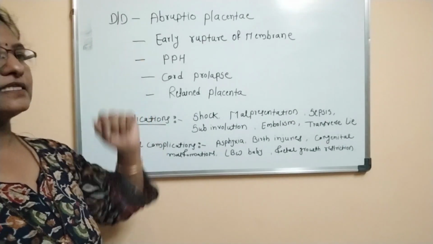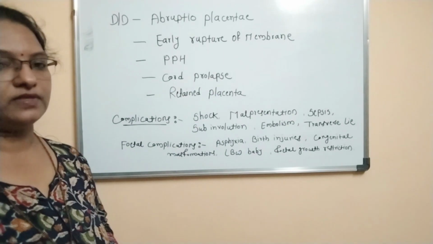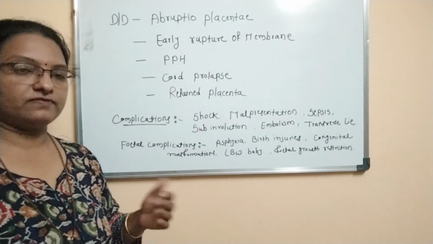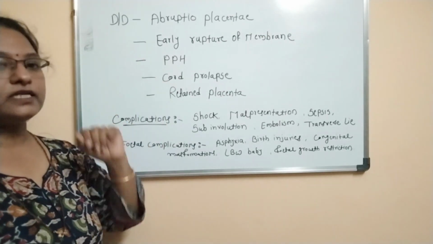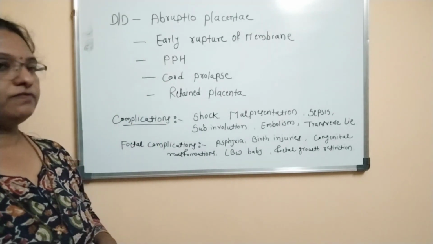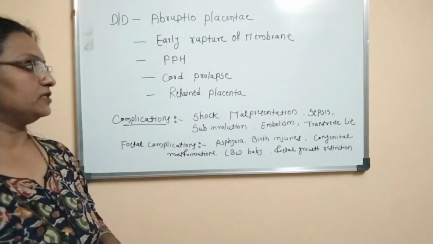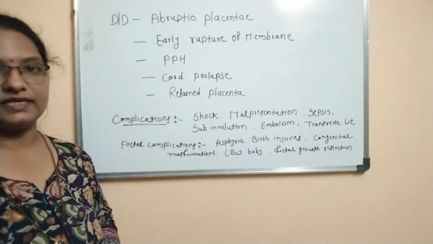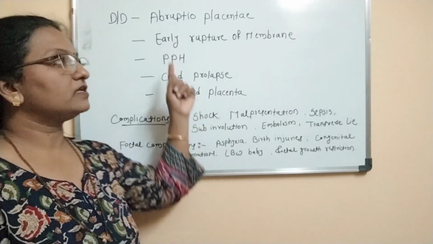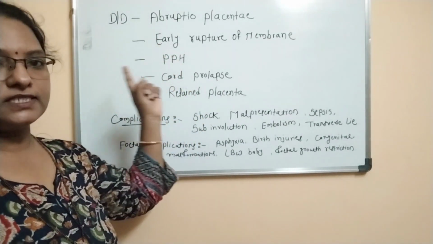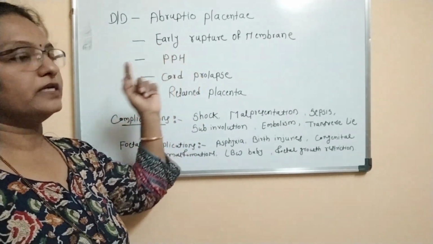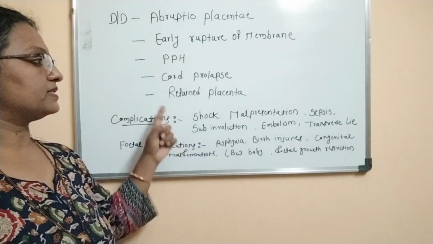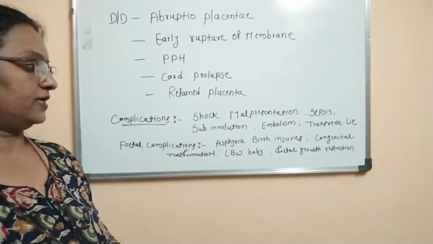Now we'll discuss the differential diagnosis. First is abruptio placentae, which we'll discuss in our next lecture. Then early rupture of membrane. Third is postpartum hemorrhage. Then cord prolapse and retained placenta. So these are the differential diagnoses: abruptio placentae, early rupture of membrane, PPH, cord prolapse and retained placenta.